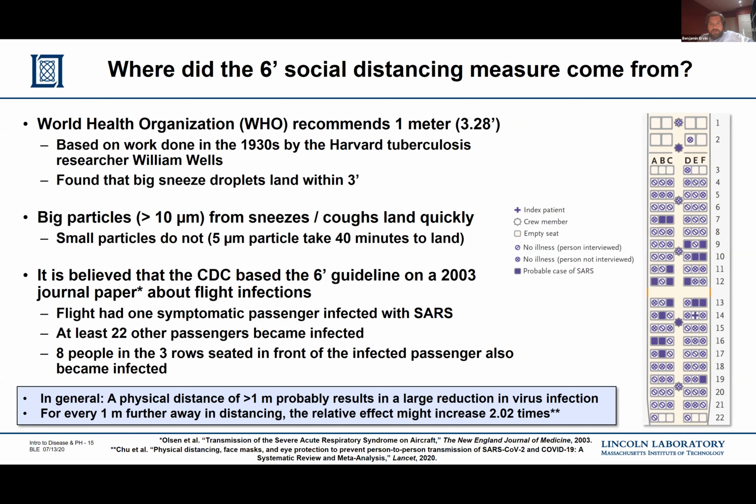So from the aerosol standpoint and the survivability standpoint, many of you are obviously aware we have a 6-foot social distancing guideline right now in place. And I thought it might be interesting on this topic to ask, where did that come from? The World Health Organization, the WHO, actually recommends 1 meter. That was based on work done many years ago on tuberculosis, where they looked at where sneeze droplets land, and it's typically within 3 feet.